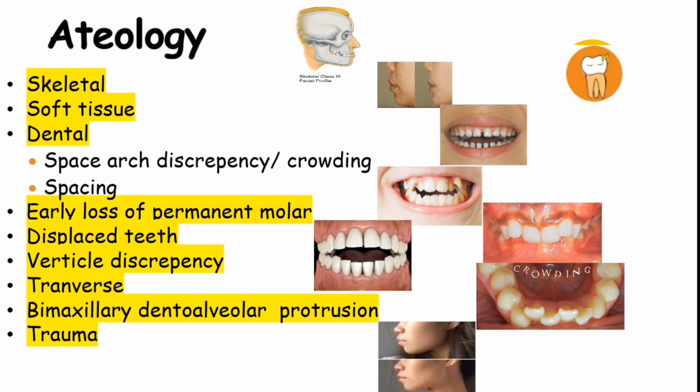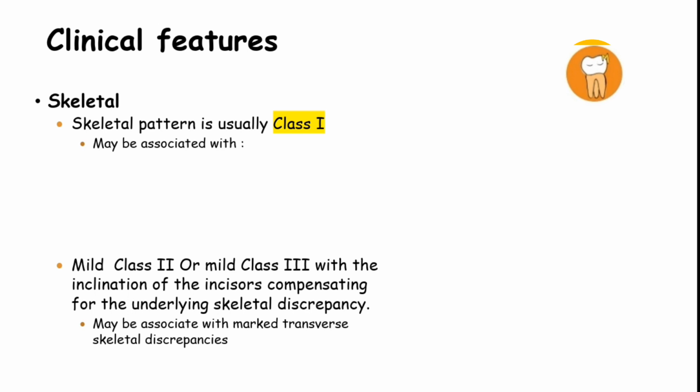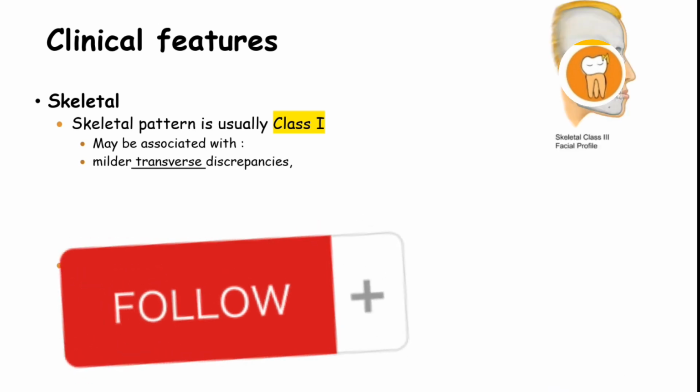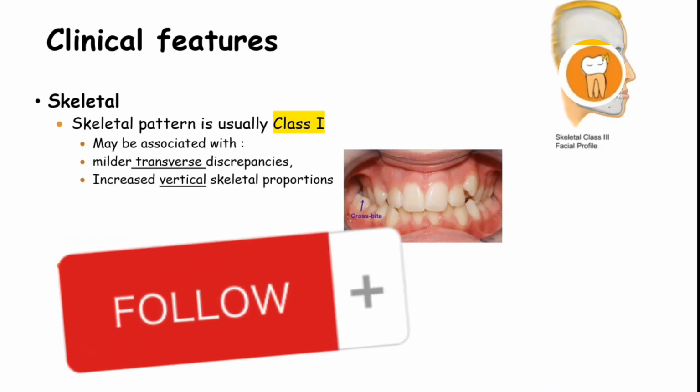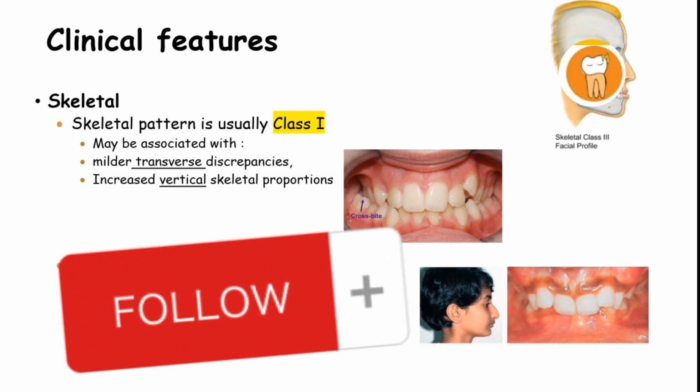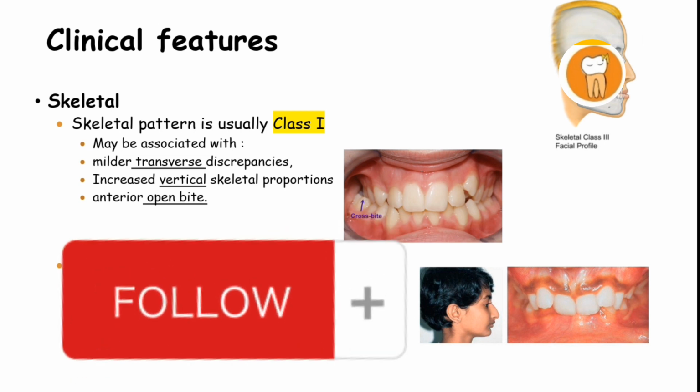Now we will talk about the clinical features of each of these factors. First of all, we'll talk about the skeletal factor, which may be associated. The clinical features we can see in skeletal factor are mild transverse discrepancies, like vertical skeletal proportions, vertical discrepancy like open bite, deep bite, and transverse discrepancy like cross bite.